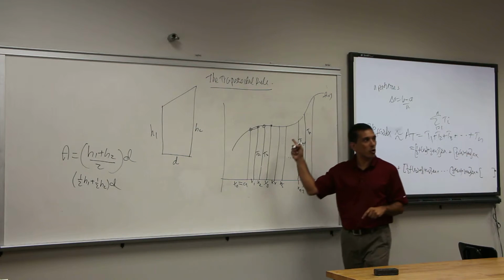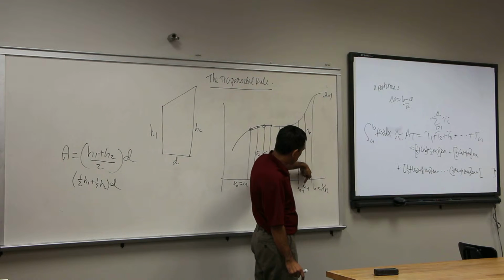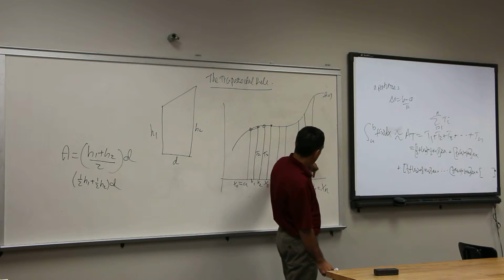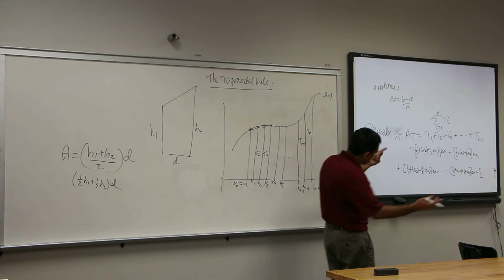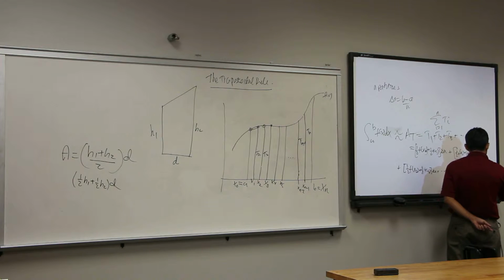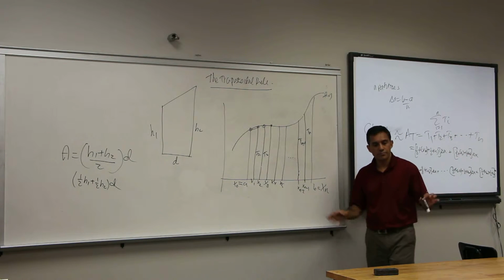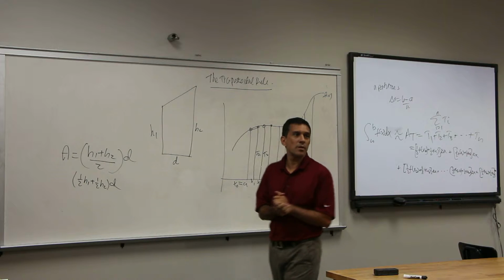The last trapezoid, trapezoid n. What is the left height? f of xn minus 1, take half of it. What is the right height? f of xn, which is actually b, but take half of it. And then multiply by delta x. Perfectly.